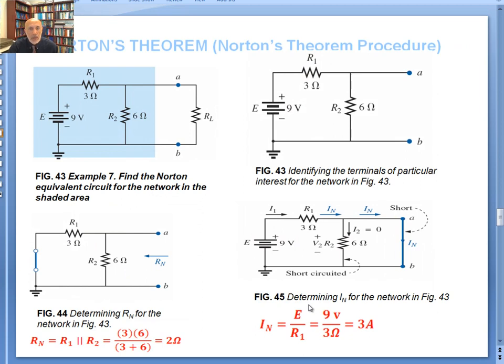Let's look at an example. It says find the Norton equivalent circuit for the network in the shaded area.